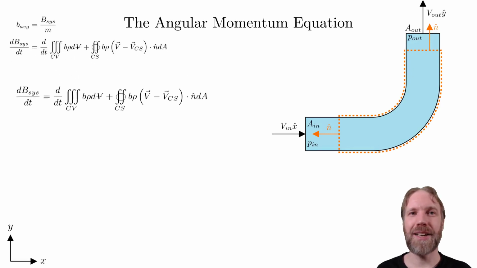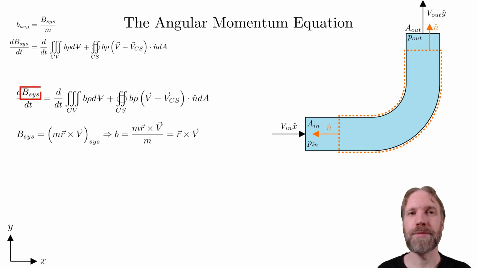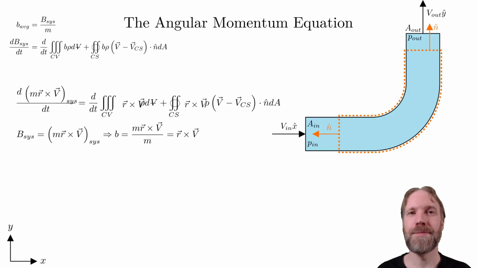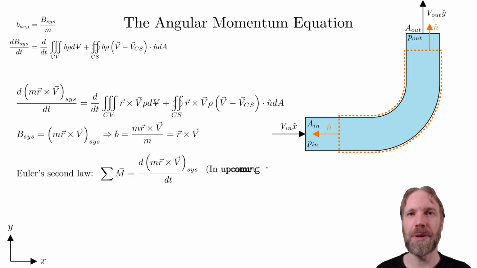The next equation is the angular momentum equation, which we will only mention briefly. Let B CS be the angular momentum instead. Small b now becomes r cross v. Update Reynolds transport theorem with these properties. From classical mechanics, we have Euler's second law, which states that the sum of all moments of force is the change in angular momentum. Here we use m for moment, but in the upcoming wind power lectures, Q will be used as the torque to match what is used in literature.